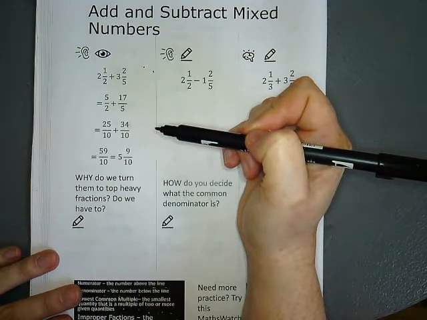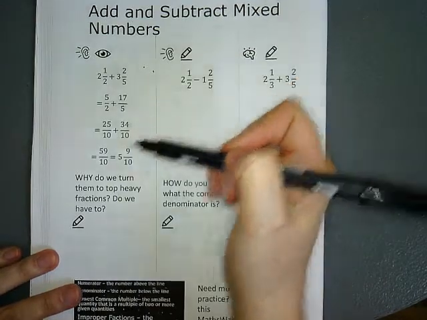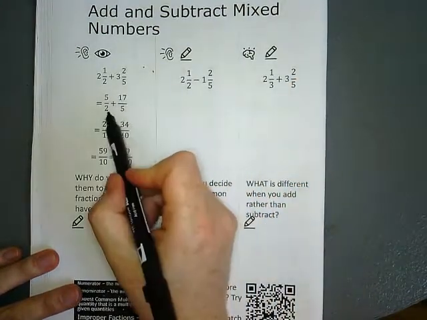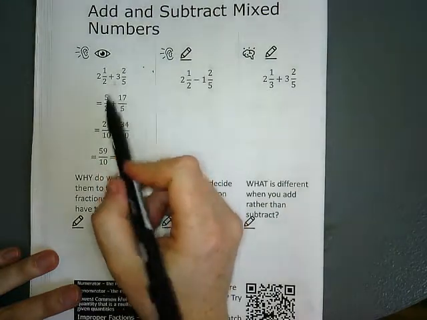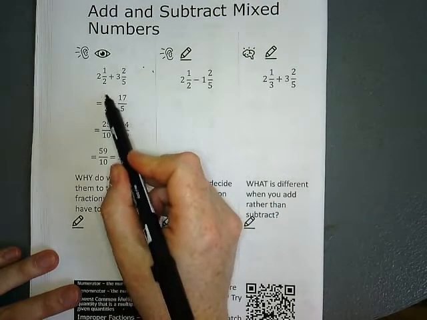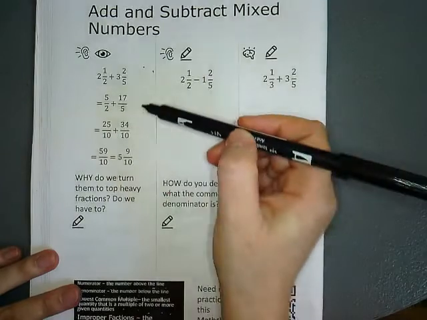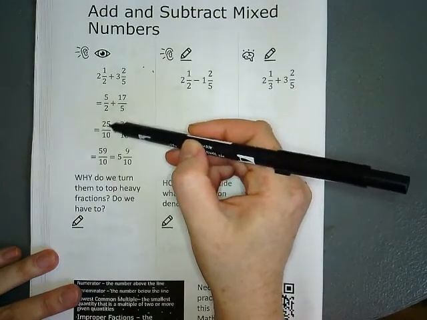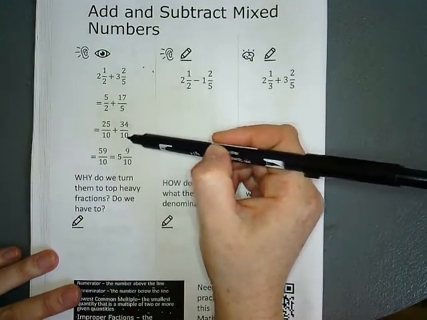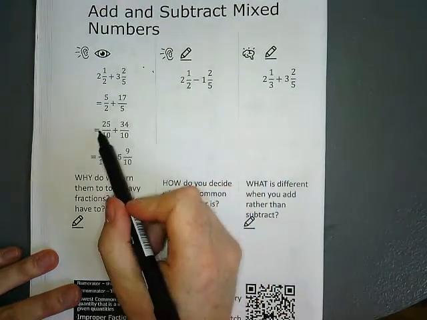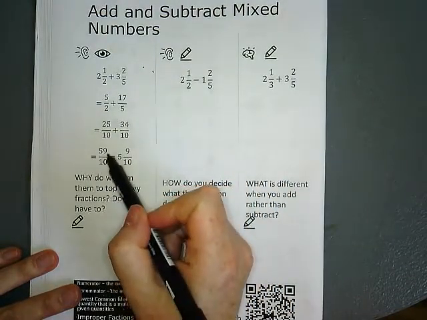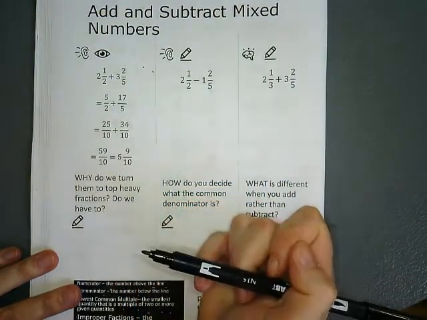Now, because I'm adding fractions, I need a common denominator. And I'm going to go with tenths. So I've multiplied by 5 and by 2. And I get 25 over 10, add 35 over 10. Add them together, 59 over 10 equals 5 and 9/10.